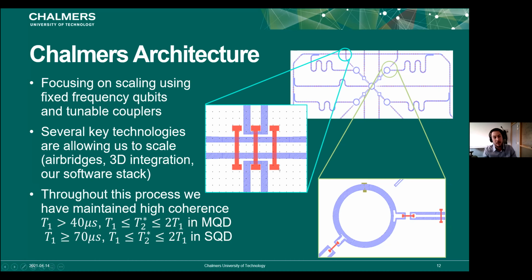One of the other things that we've been working on, and we have some preliminary results for, but I won't talk about here today, is our 3D integration work, which we will integrate more in our scaling up towards the end of the year, as well as our software stack for control, because as we're building up larger and larger devices, it's going to be impossible to start building and controlling all of this.